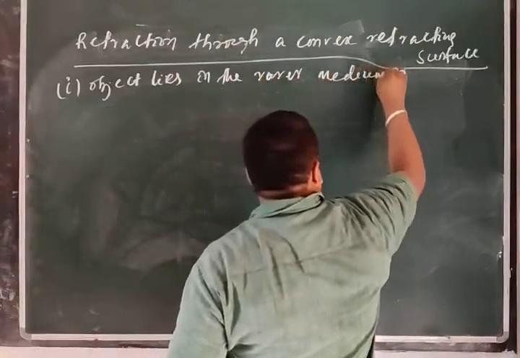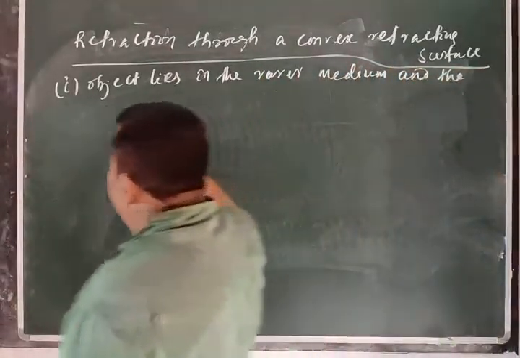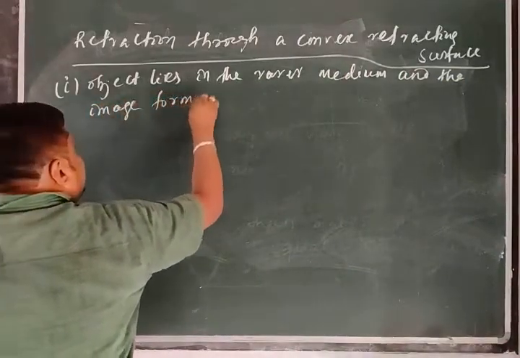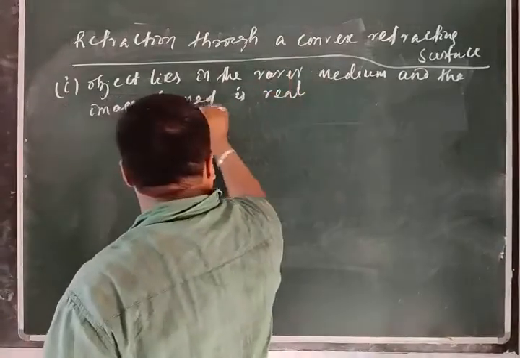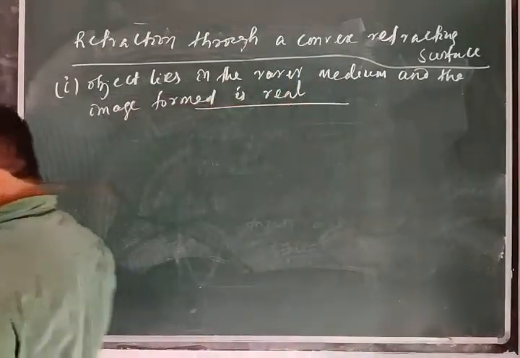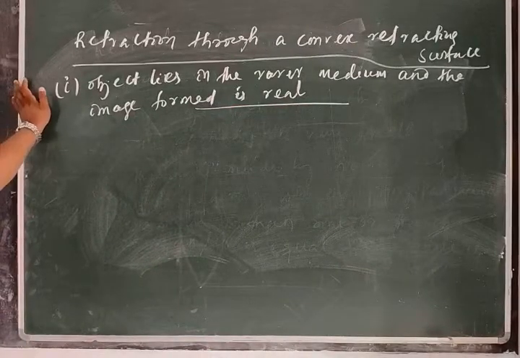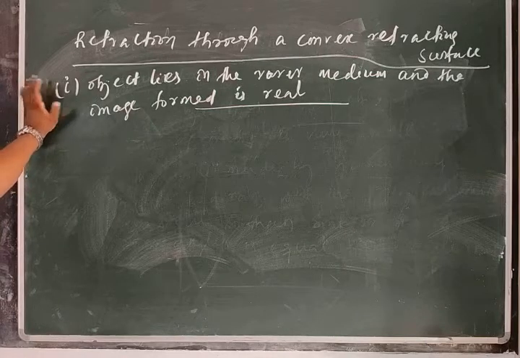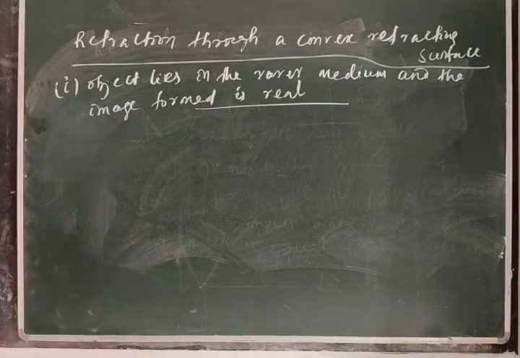The object lies in the rarer medium, and the image formed is real. That we will discuss as case 1. And the refraction occurs through the convex refracting surface.